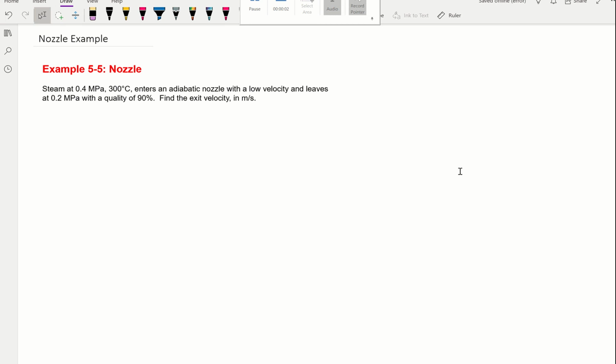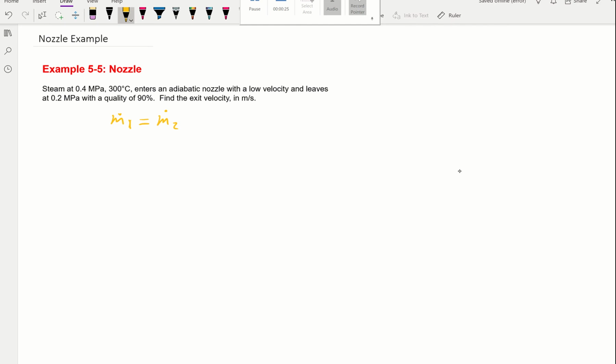Hi, this is a continuation of our discussion on the nozzle and diffuser. We came up with the unique equations for nozzle and diffuser after making some assumptions. So here's a quick recap. Our mass conservation equation will be mass flow rate coming in equal to mass flow rate coming out. So m1 dot is equal to m2 dot.